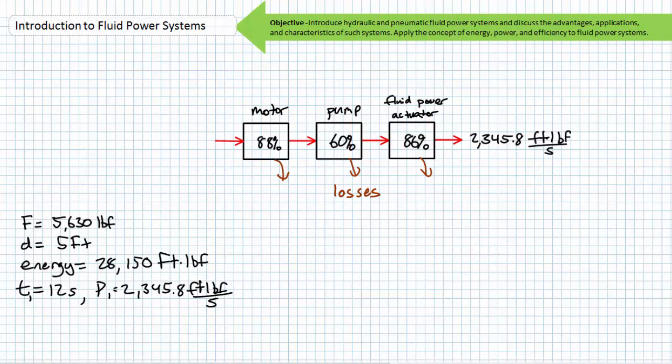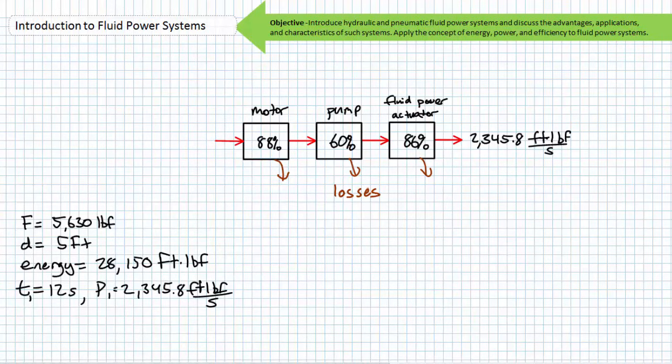Consider our first scenario, in which the lift took an agonizing 12 seconds to lift the 5,630 pound truck 5 feet. This system yielded a power output of 2,345.8 foot-pounds force per second. Let's say the cylinder actuator and fluid power system is 86% efficient at converting fluid power to linear mechanical power, accounting for any leakage, friction, heat loss, restriction in pipes, fittings, or bends, and any unintended pressure drops across valves.